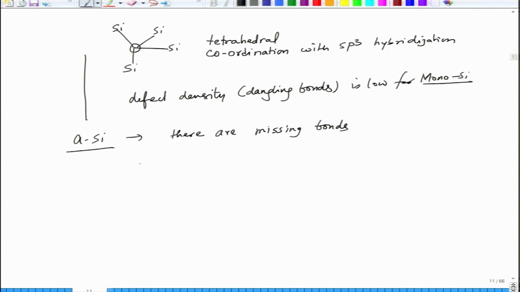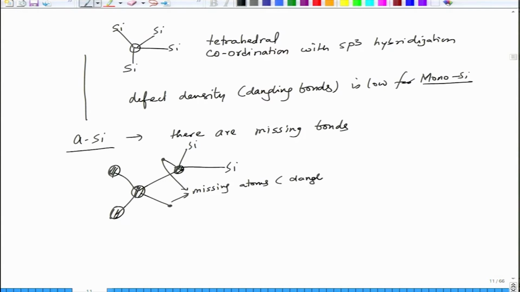So, you can have situations where this silicon atom has one bond, it has another bond with another silicon, but this bond is missing. Similarly, this silicon atom has one bond here, one bond here, but this bond is missing. So, these missing bonds are basically missing atoms, and these are nothing but dangling bonds. These dangling bonds can reduce performance because they act as traps, they will absorb the charge carriers.